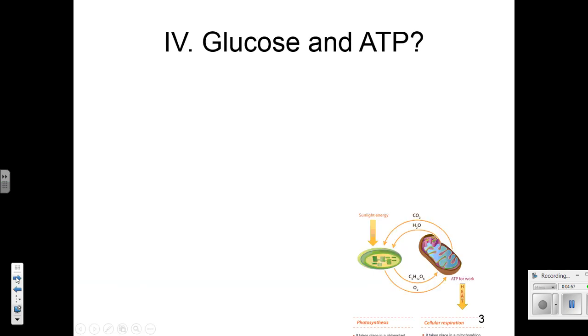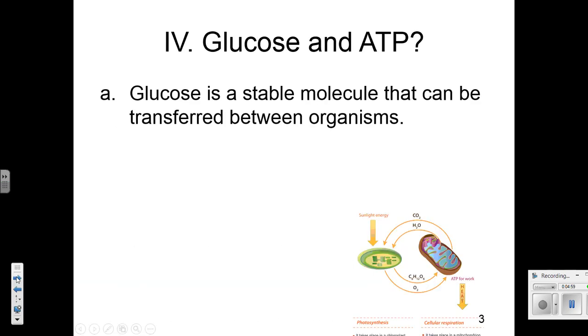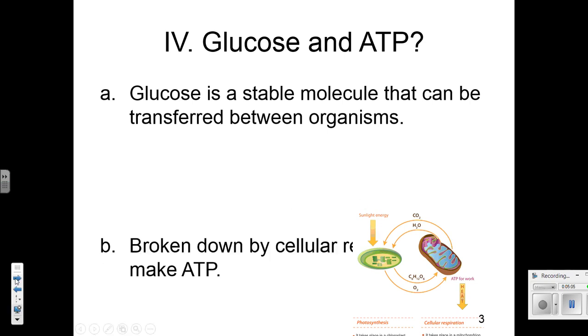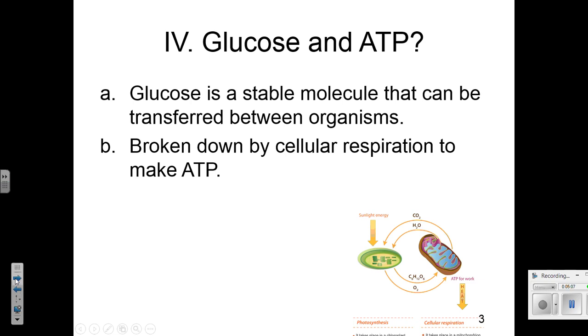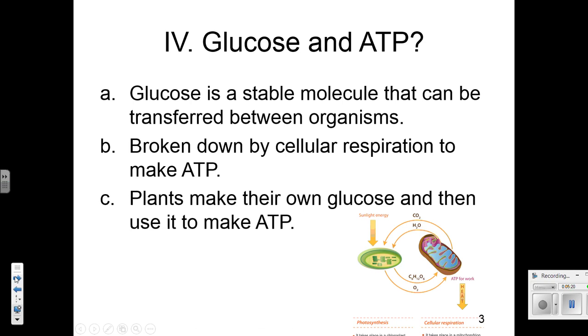Okay, so glucose is a stable molecule that can be transferred from the plants to us. And then we use a process called cellular respiration to break that glucose down and turn it into ATP. And that ATP is just stored in our body, and whenever we need it, it's ready to go. Okay, and then plants are going to make glucose, and then they're going to make their own ATP from it.